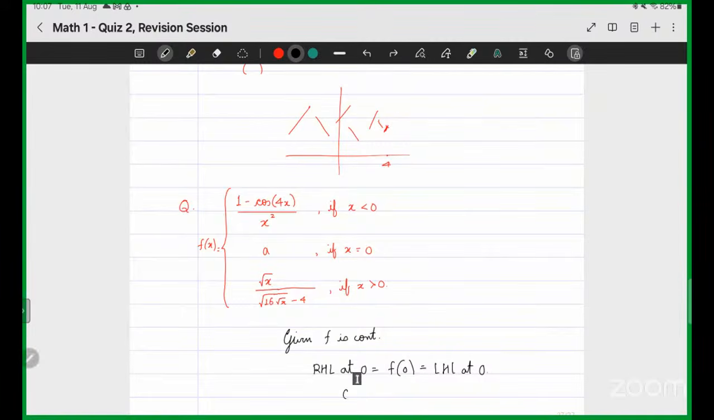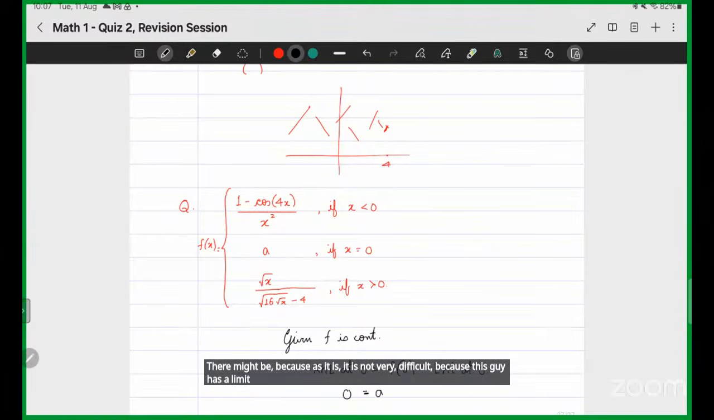Isn't this 0? There might be some mistake in that question, because this guy has a limit 0. So automatically your question is easily solved. But let's just compute the left hand limit also, because that is something that is more interesting.